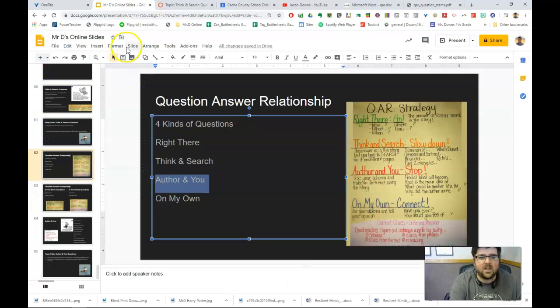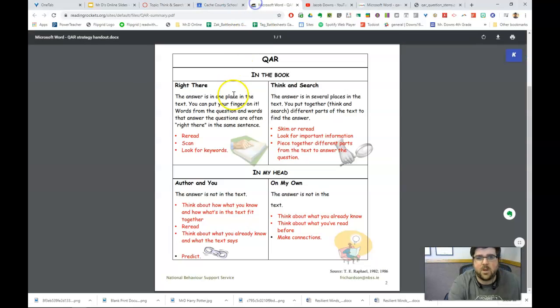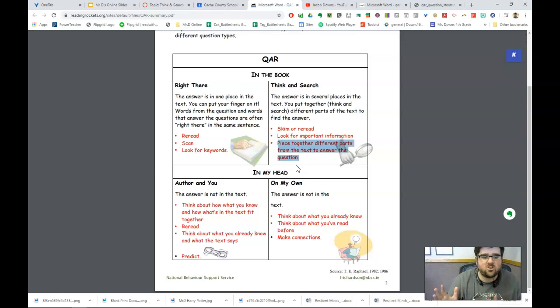Our key thinking with think and search questions is that you're going to have to look at things over multiple pages in the text to find it. So think and search means that we have to skim and reread parts of the text. We look for important information to solve these problems, and then piece together different parts from the text to answer those questions. So we'll push pause on think and search, and we'll come back to it next week.